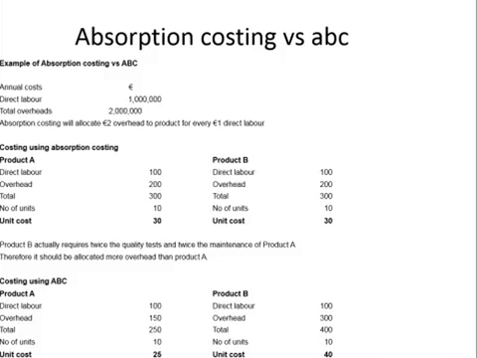So using ABC, if you look down, you'll actually see product A's overhead is 150, product B's overhead is 300, and the unit cost of product A is 25, unit cost of product B is 40. Whereas using absorption costing, they both got allocated the exact same overhead. So in reality, product A should have been 25, product B should be 40, and that's just another quick example of how ABC can give really accurate product costing.